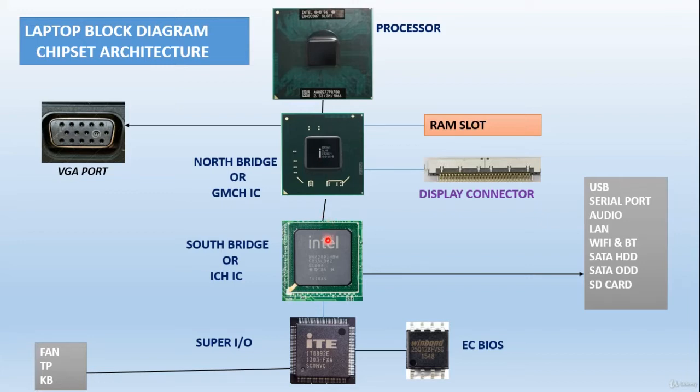ICH, or Input Output Controller Hub IC, controls all the slow processing sections such as USB, serial port, audio sections, LAN, Wi-Fi and Bluetooth, SATA hard disk, SATA optical disk drive and SD card. The IC that connects with the CPU via the North Bridge IC is also called South Bridge IC.